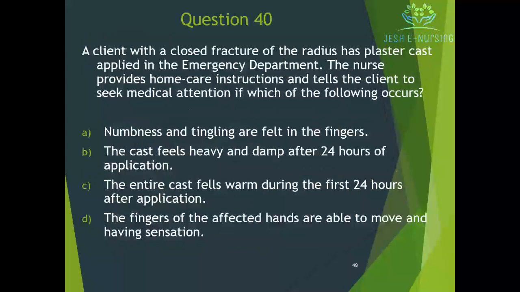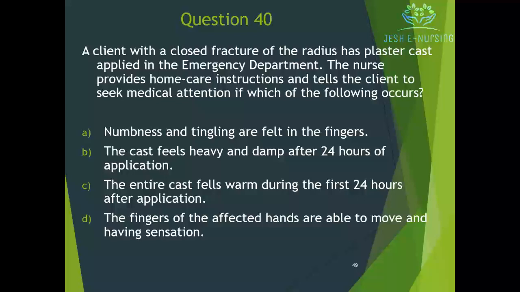A client with a closed fracture of the radius has a plaster cast applied in the emergency department. The nurse provides home care instructions and tells the client to seek medical attention if which of the following occurs? Answer is A. Numbness and tingling are felt in the fingers. Here, the closed fracture of the radius has a plaster of Paris cast. Always remember, once the POP is applied, compartment syndrome is the common complication.